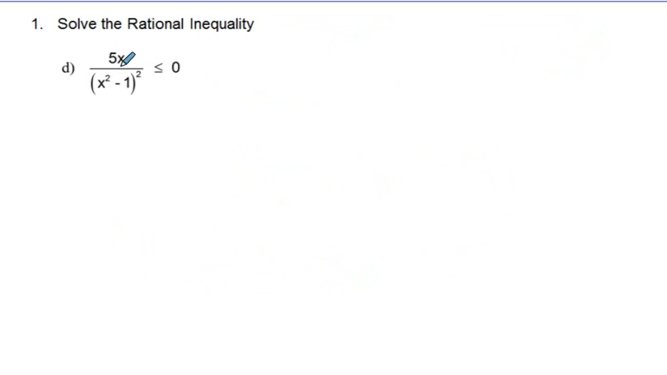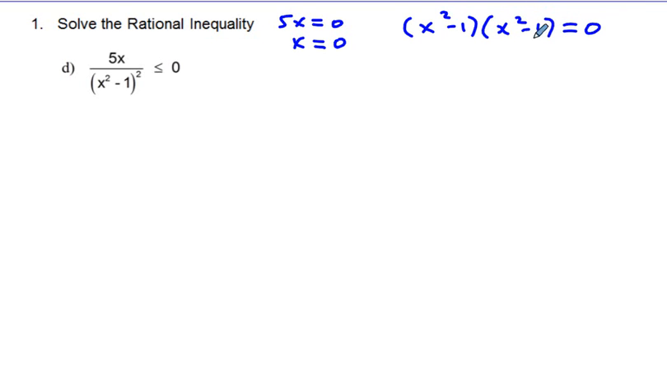Here we have 5x over quantity x squared minus 1 squared is less than or equal to 0. So for our numerator, we have 5x is equal to 0, so x equals 0 is our critical number. Now for our denominator, we have quantity x squared minus 1 squared, so I'm just going to write these separately. x squared minus 1 equals 0. So I just separated those two. We had squared, so I expanded in a way.